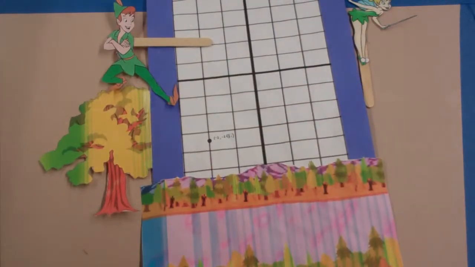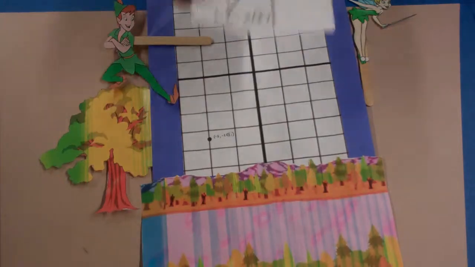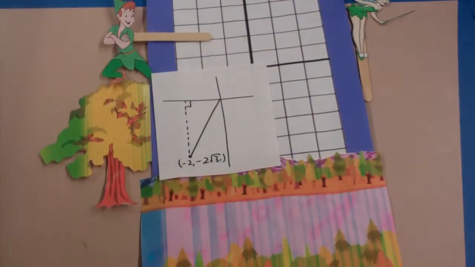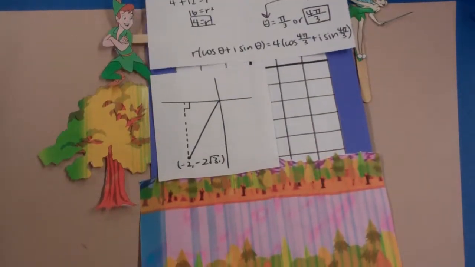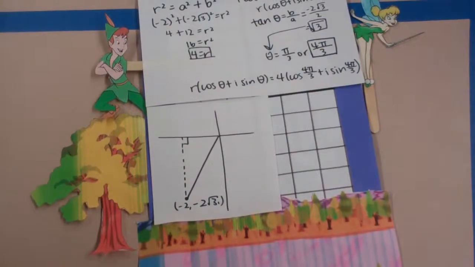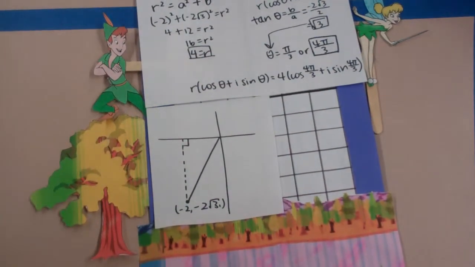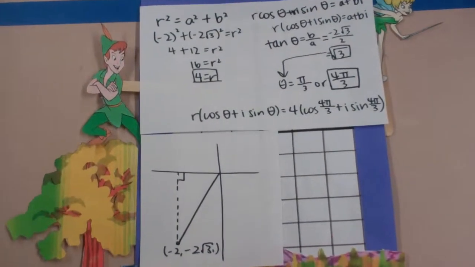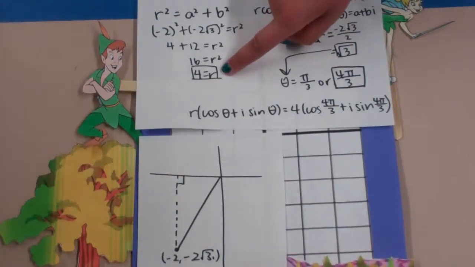Not yet. First, we need to draw a triangle from there to there from the origin. The next step is to find r, which we can find by using this formula: r² = a² + b². So (-2)² + (-2√3)² = r², so r² = 16, which simplifies to r = 4, if you know what I mean.